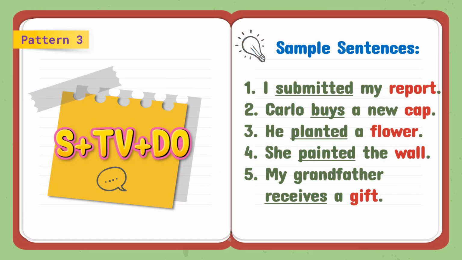The following sentences are examples of STVDO pattern. 1. I submitted my report. 2. Carlo buys a new cap. 3. He planted a flower. 4. She painted the wall. 5. My grandfather receives a gift. The words report, new cap, flower, wall, and gift are all direct objects. They are the receiver of the action words submitted, buys, painted, and receives.